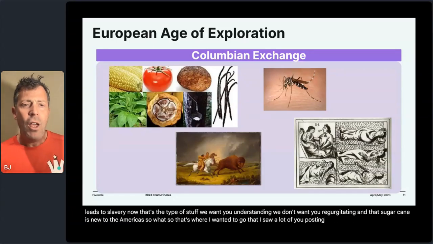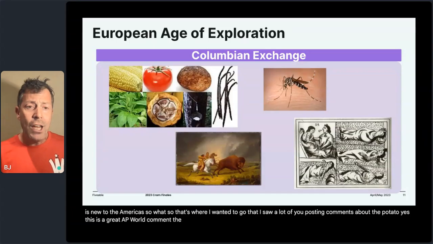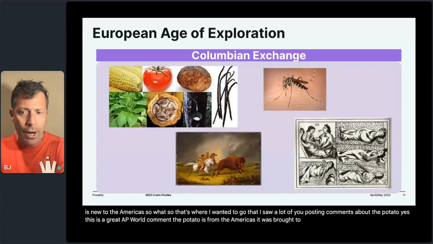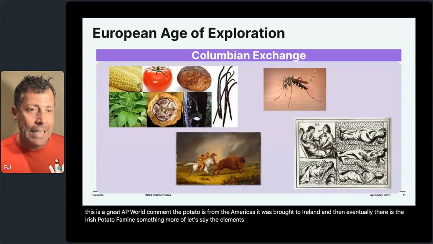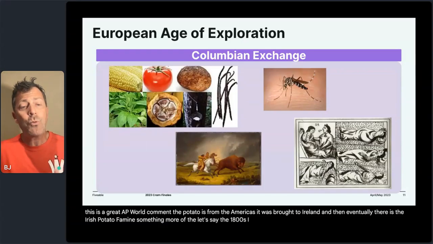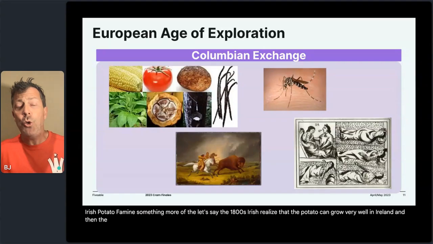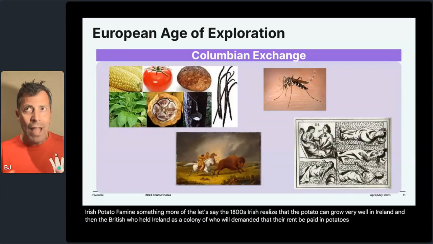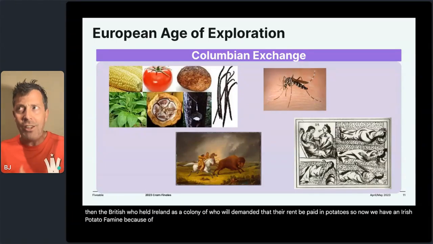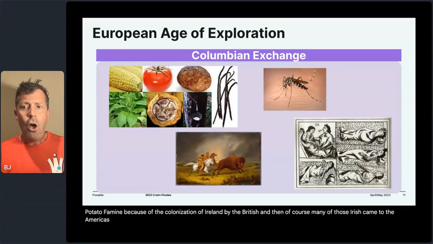I saw a lot of you posting comments about the potato. Yes, this is a great AP World comment. The potato is from the Americas. It was brought to Ireland, and then eventually there is the Irish potato famine, something more of, let's say, the 1800s. But the Irish realized that the potato can grow very well in Ireland. And then the British, who held Ireland as a colony, if you will, demanded that their rent be paid in potatoes. So now we have an Irish potato famine because of the colonization of Ireland by the British. And then, of course, many of those Irish came to the Americas. Holy goodness. That is so much AP World.